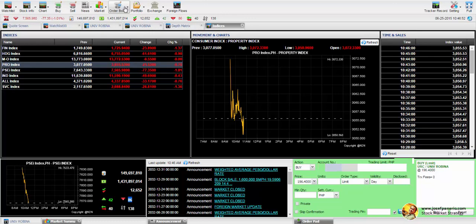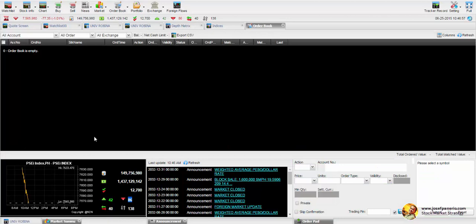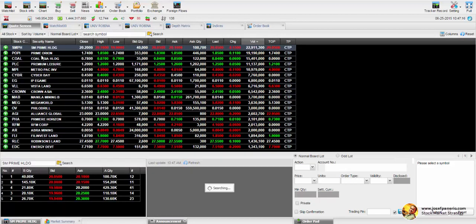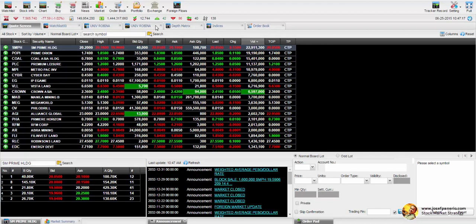And the order book, this is the order status. When you click that one, it will display your orders for the day. And portfolio, if you click equity, it will display your portfolio. And this is the one that I showed a while ago. This is under the stocks, under PSE equities.